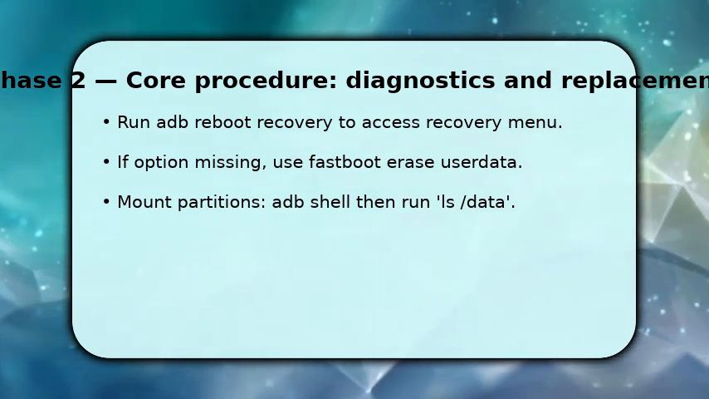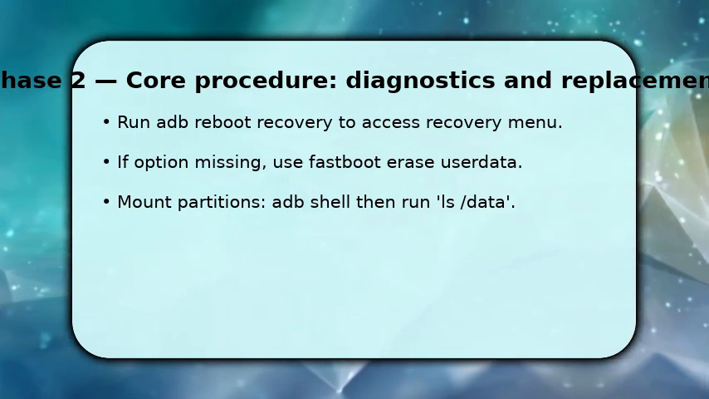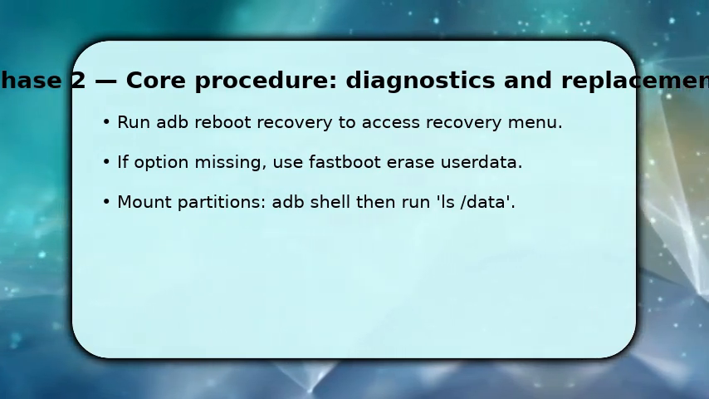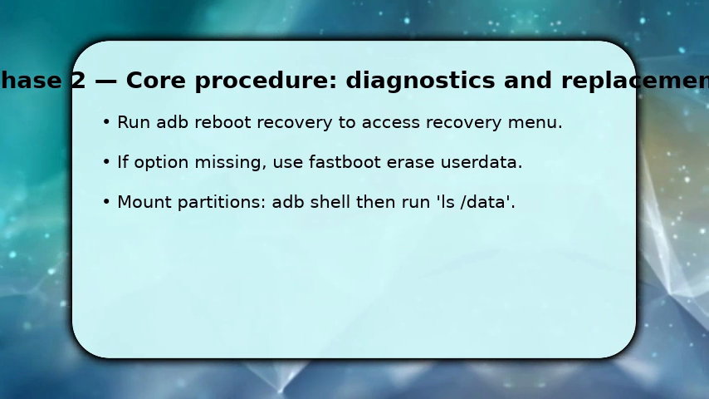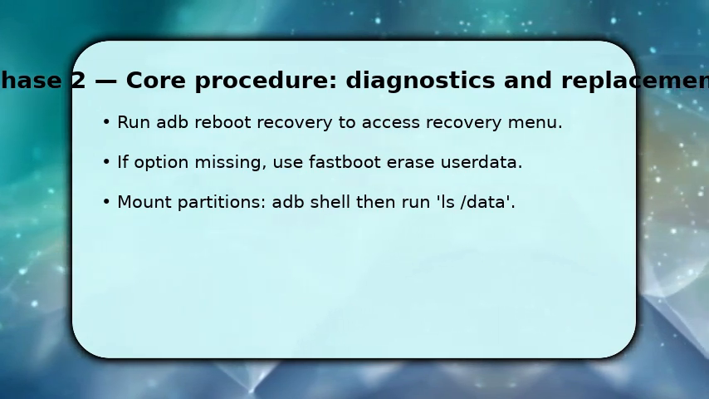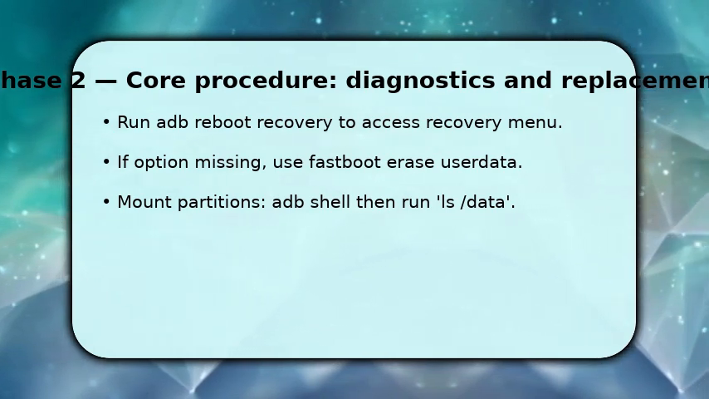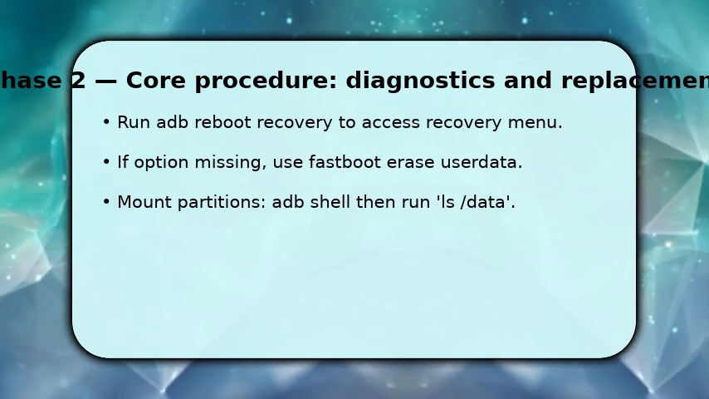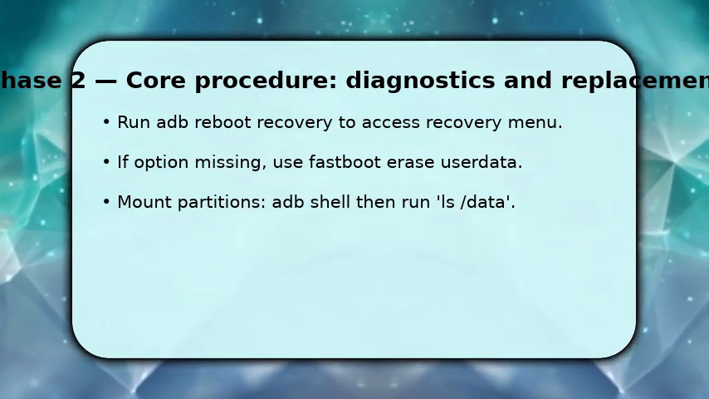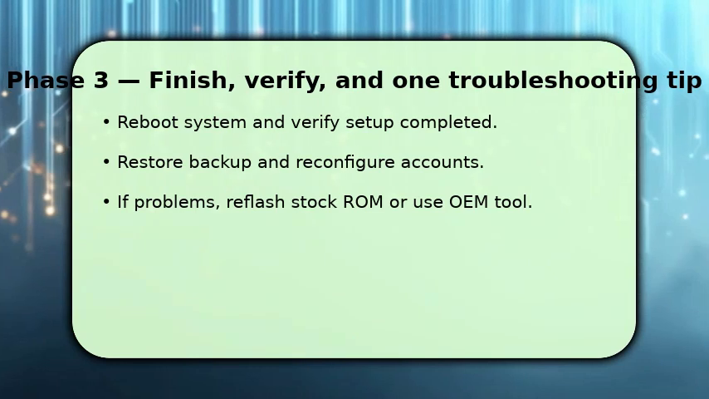Then reboot to bootloader and run fastboot erase userdata and fastboot erase cache. This performs a low-level wipe when the recovery menu is broken. Make sure the bootloader is unlocked. Fastboot commands require it. If partitions fail to mount, you may need to sideload a stock recovery image to gain full wipe capabilities. Now complete the process.